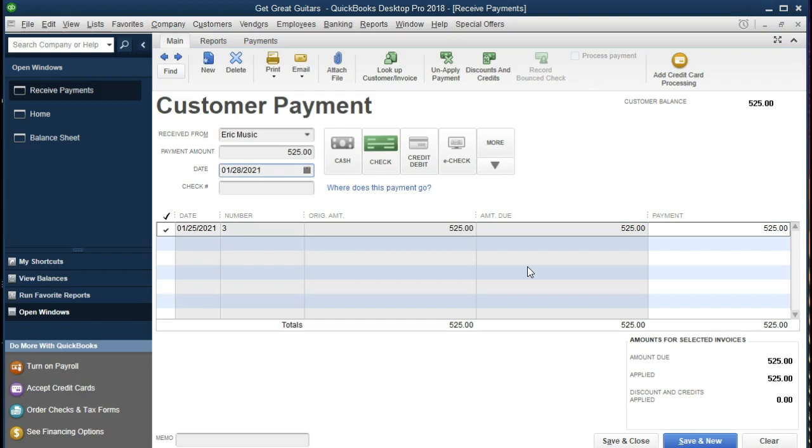Everything checks out. So we're going to go ahead and say save and close, noting what we think should happen here. This should reduce accounts receivable for Eric Music, no longer owing us money, and it should increase the cash account, the account of undeposited funds. So we're going to say save and close.